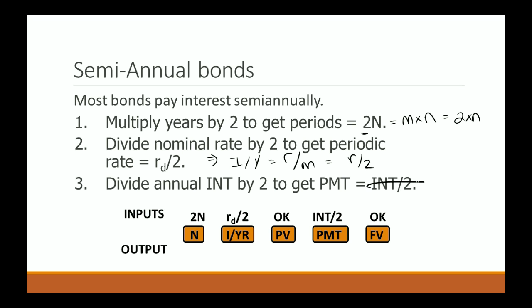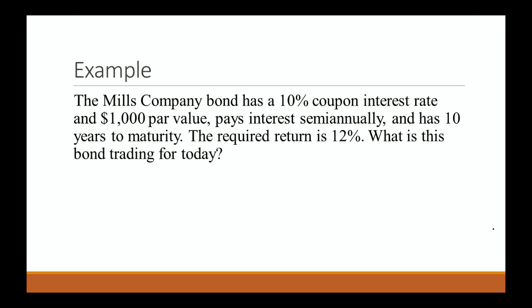And we've already been doing our coupon modification. So the payment is equal to coupon times par divided by compounding frequency, which is 2. So you can leave your present value and your future value alone. So let's work this example.